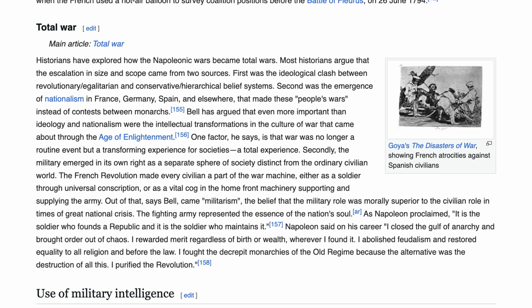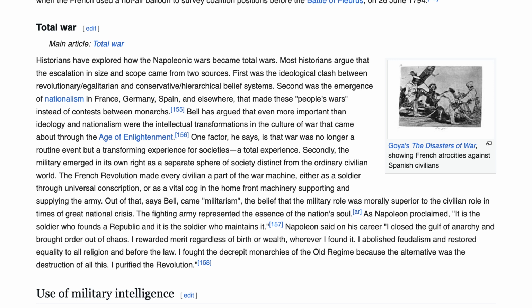One factor, he says, is that war was no longer a routine event but a transforming experience for societies, a total experience. Secondly, the military emerged in its own right as a separate sphere of society distinct from the ordinary civilian world. The French Revolution made every civilian a part of the war machine, either as a soldier through universal conscription, or as a vital cog in the home front machinery supporting and supplying the army. Out of that, says Bell, came militarism, the belief that the military role was morally superior to the civilian role in times of great national crisis. The fighting army represented the essence of the nation's soul. As Napoleon proclaimed, "It is the soldier who founds a republic and it is the soldier who maintains it."